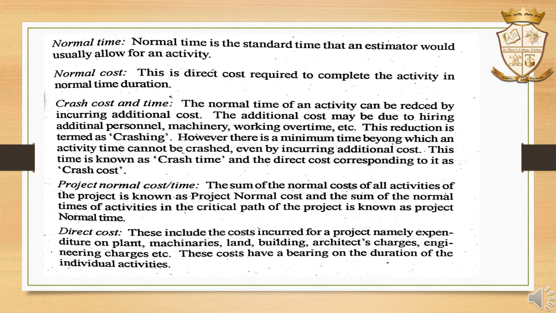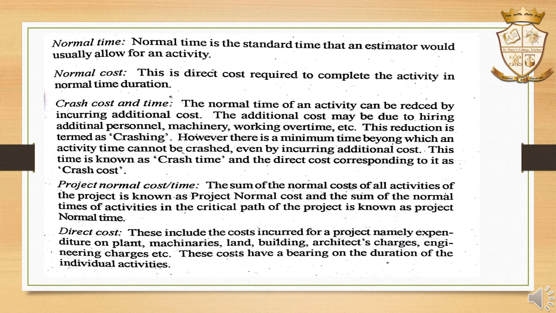Then we are discussing the normal terms used in the time cost trade-off analysis. First one is normal time. The normal time is the standard time that an estimator would usually allow for an activity. The normal cost is the direct cost required to complete the activity in normal time duration. Then crash cost and crash time.